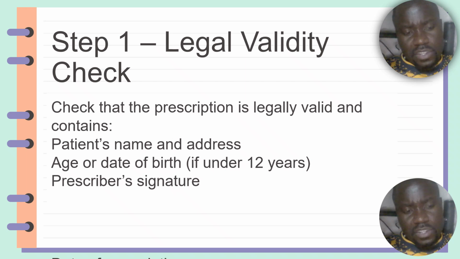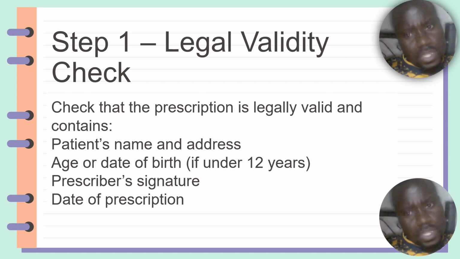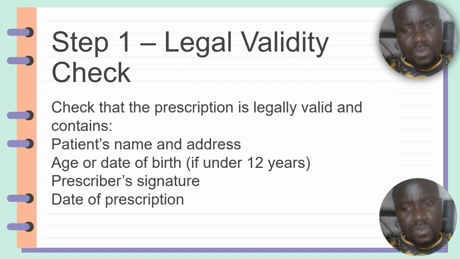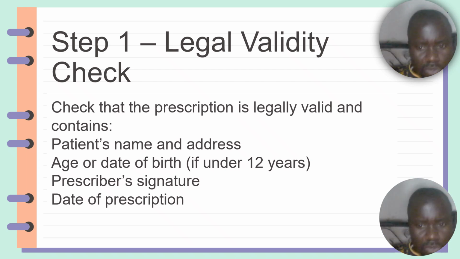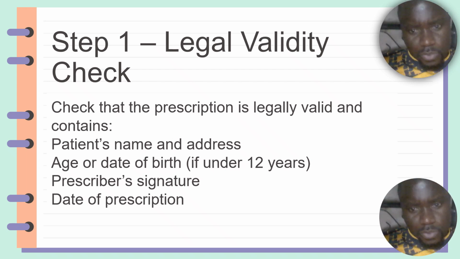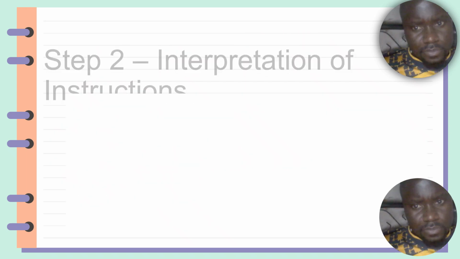That is a legal provision, the date of the prescription. So you may find that you are dispensing a prescription that is for 3 years ago, or 2 months ago, or 1 month ago. Then the question is, where was the patient? Is the patient still in the same condition? So we begin to ask a lot of questions. And so it is important that we pay attention to the dates.